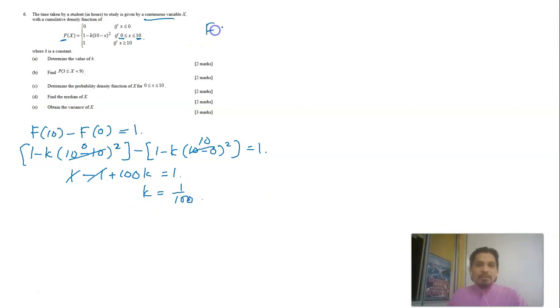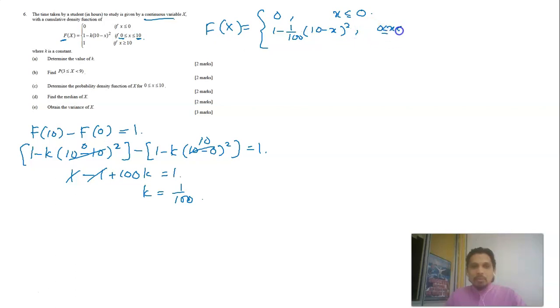So rewrite the cumulative function here: 0 for x less than 0, then 1 minus 1 over 100 times (10 minus x) squared for x between 0 and 10, and equal to 1 for x greater than 10. Okay, k equal to 1 over 100.